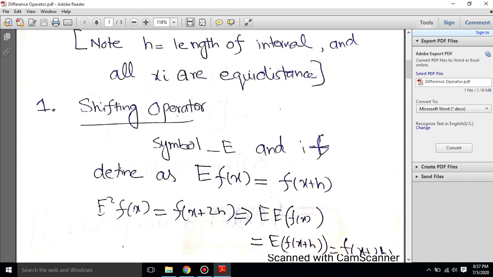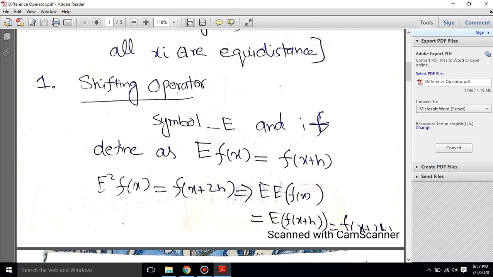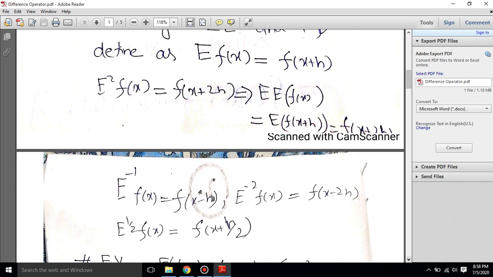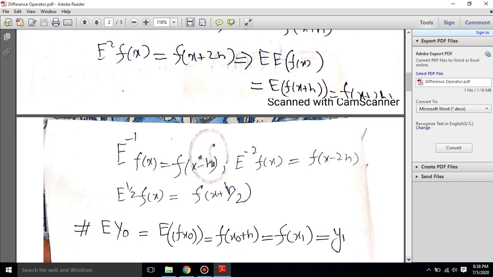And when we apply E square, the shifting operator squared, on our function f of x, that will give us f of x plus 2h. It can be written like E into E of f of x, which will be equal to E into f of x plus h, and that will be f of x plus 2h. First this one, E into the f of x value, and then E into this function, so that will be equal to f of x plus 2h. Now moving further, I'm going to define some other operations as far as this shifting operator is concerned.